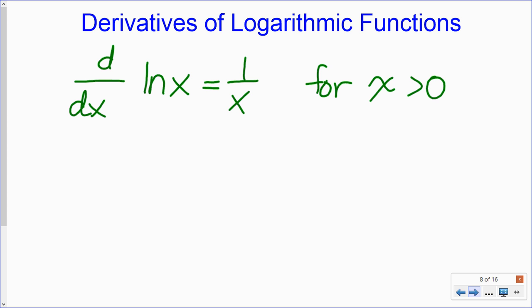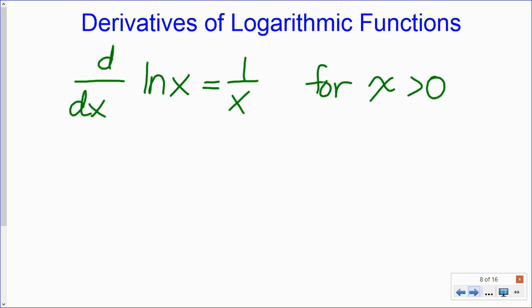Now we're going to move into finding derivatives of logarithmic functions. And remember that these are inverse functions. So first of all, your new rule is the derivative of natural log of x is equal to 1 over x for x greater than 0. Why do we have x greater than 0? Because, remember, we can only evaluate logarithms for values greater than 0. Now, where does this rule come from?